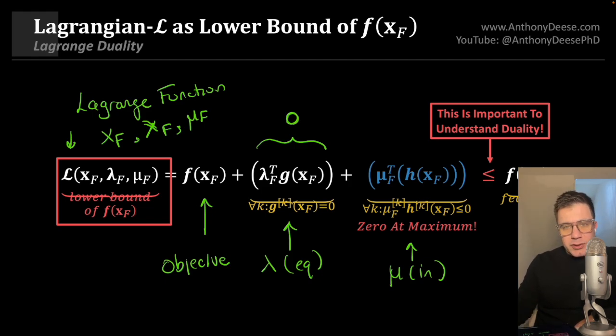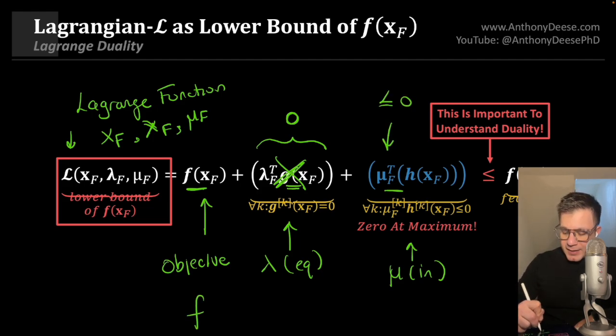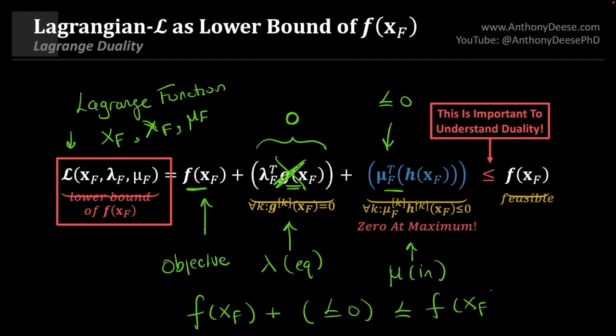It should always be equal to 0, right? Because for any feasible state, g of x must be equal to 0, and so this whole thing would be equal to 0. And what we end up with is f of x plus mu h of x. Previously, we observed that this was less than or equal to 0. So what we have is f of x sub f plus something that we know is less than or equal to 0 will always be less than or equal to f of x sub f, right? This is a pretty simple logical relationship or mathematical relationship.